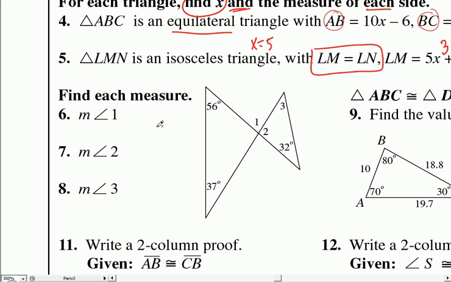Let's take a look at this. Angle 1, let's look at angle 1 right here. This is an exterior angle. Do you remember doing this? Exterior angles, remote interior angles. This is an exterior angle, so it's equal to the sum of the remote interior angles.